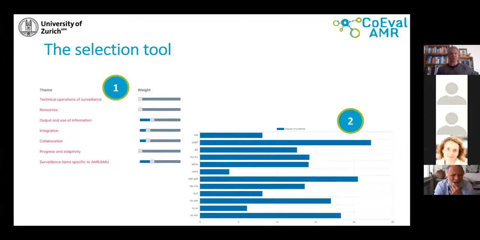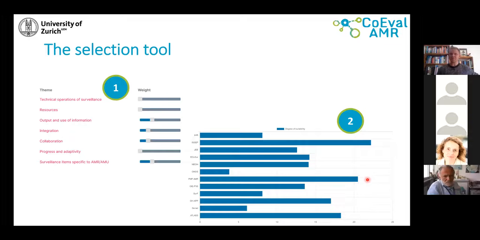The outcome that you will receive is then basically multiplying each one of those themes with the weight that we calculated for those themes for each of the tools. Those products are then added, and that is the result, a value of your degree of suitability. You can see here on the left-hand side, we have an emphasis on output and use of information, on integration, collaboration, and surveillance items that are specific to AMR and AMU. Therefore, the most suitable tool would be ISSEP, which was also specifically designed for the assessment of integrated surveillance of AMR and AMU.